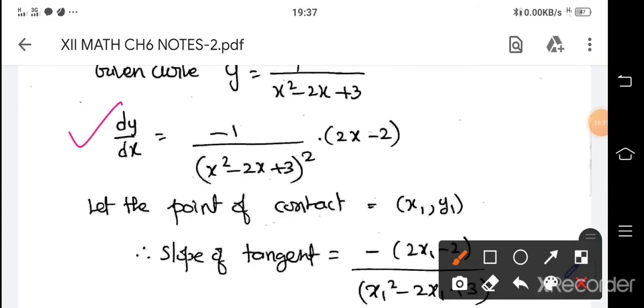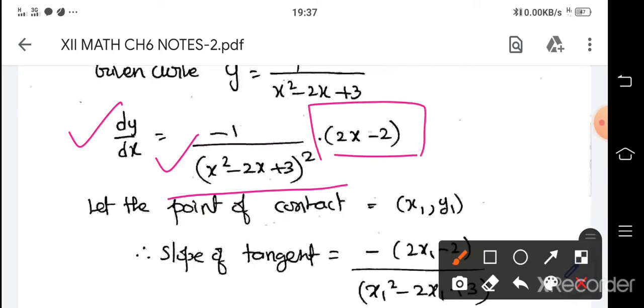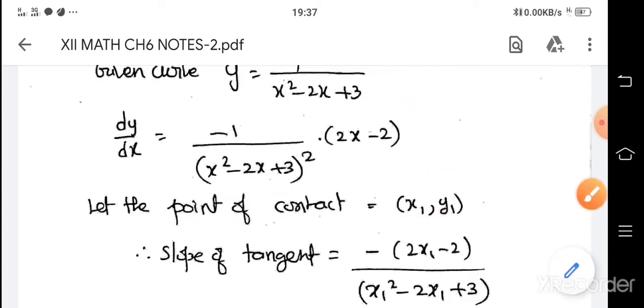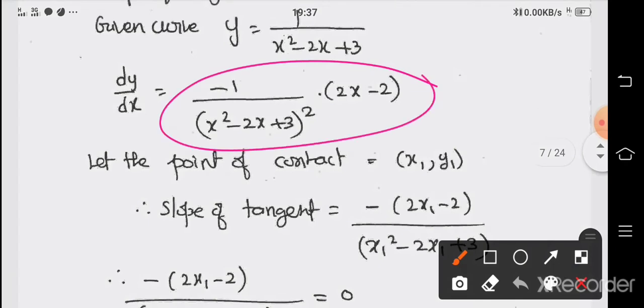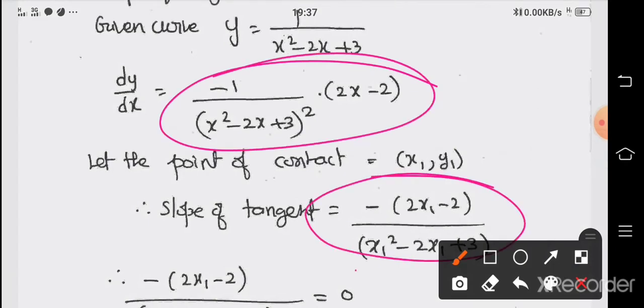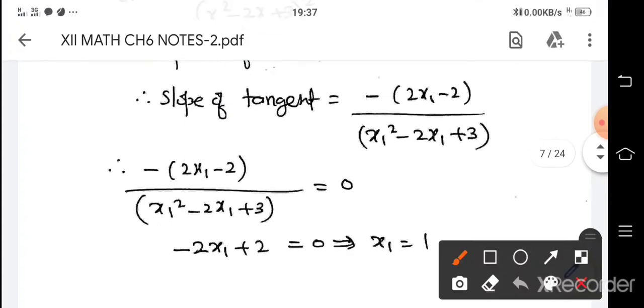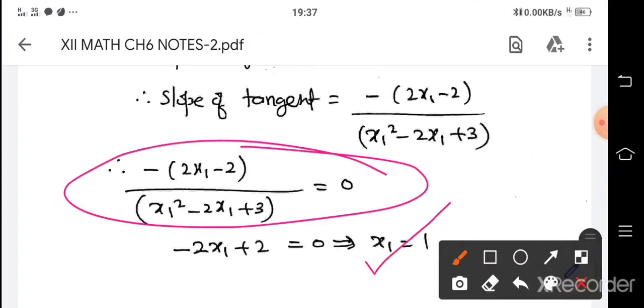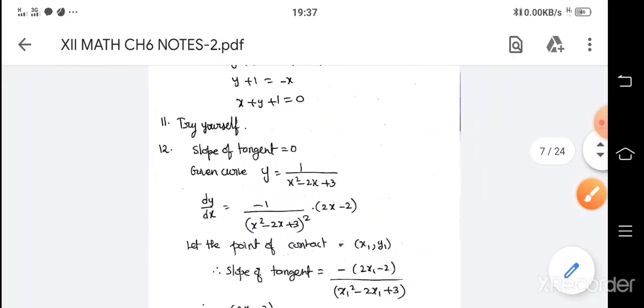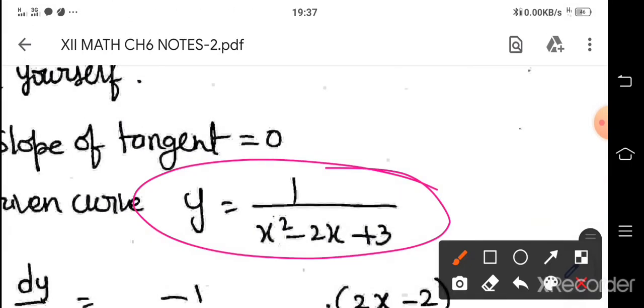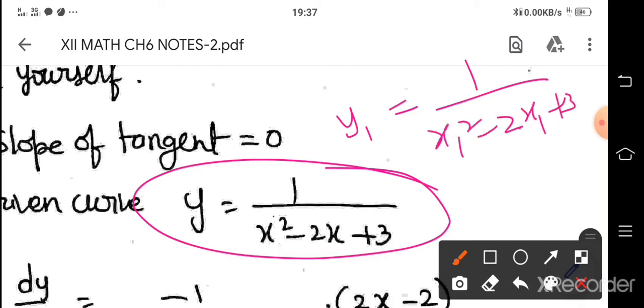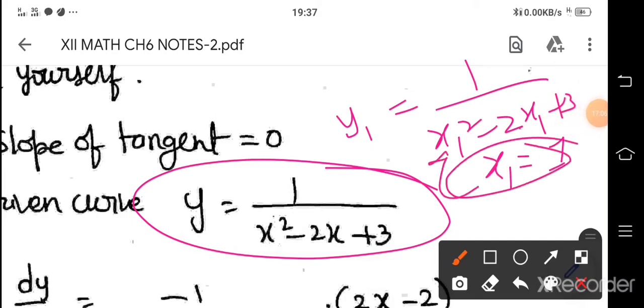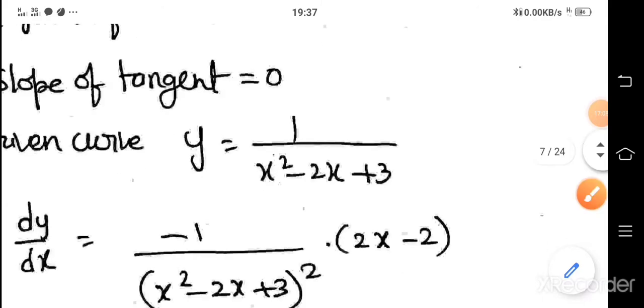So first dy by dx is minus 1 by (x square minus 2x plus 3) whole square into (2x minus 2) by using the chain rule. Let the point of contact be x1, y1. Substitute x1, y1 in dy by dx to get the slope of the tangent, but the given slope is 0. So equate that, then you get x1 is equal to 1. So x1 is equal to 1, we got it now. Here y is equal to the given curve, so y1 is equal to 1 by x1 square minus 2x1 plus 3. But what is x1? 1. Substitute x1 in this, you get the required y1.